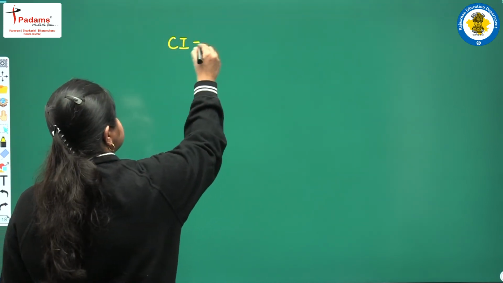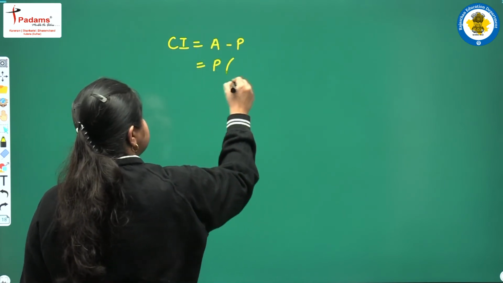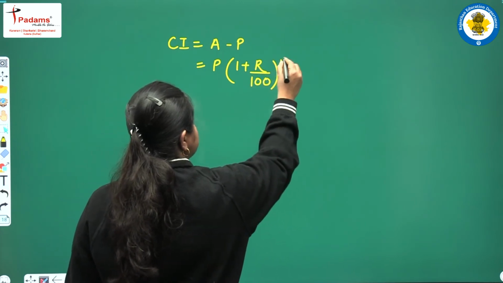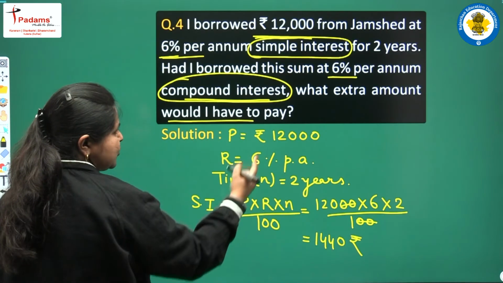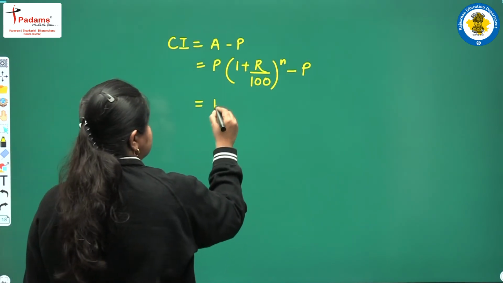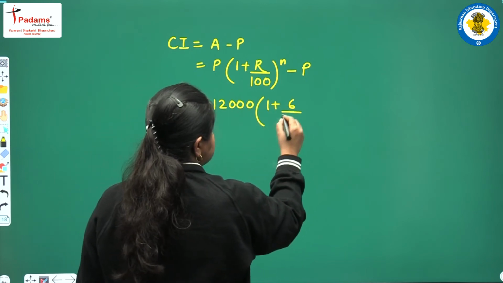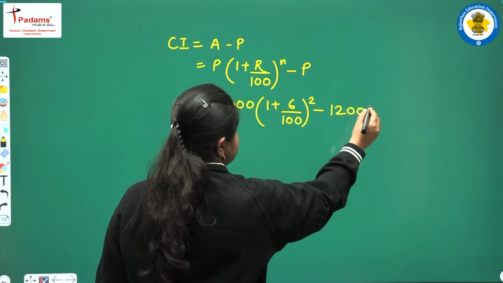Compound interest is amount minus the principal, and amount is nothing but P into (1 plus R upon 100) raised to power n, minus the principal. P is 12,000. So 12,000 into (1 plus 6 upon 100) raised to power 2, minus 12,000.